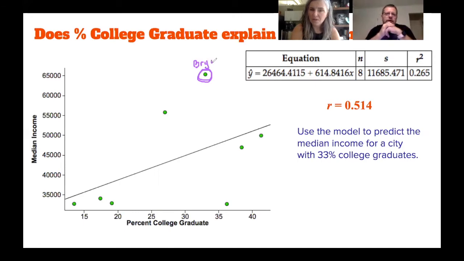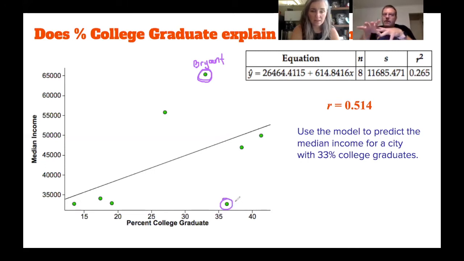So here's Bryant, $65,000. Does Bryant fit the rest of the cities? It seems a lot higher than some of the other points in the line. And here's this one, and I actually don't know who it is, but it seems really low. I think this might be Arkadelphia. Yeah, I think that's Arkadelphia.